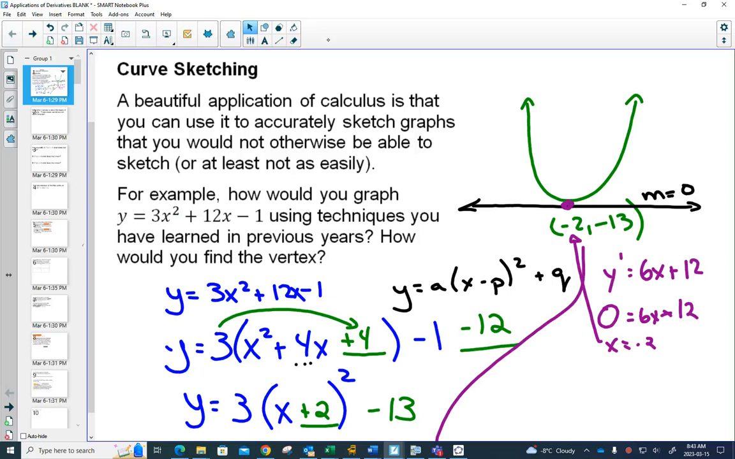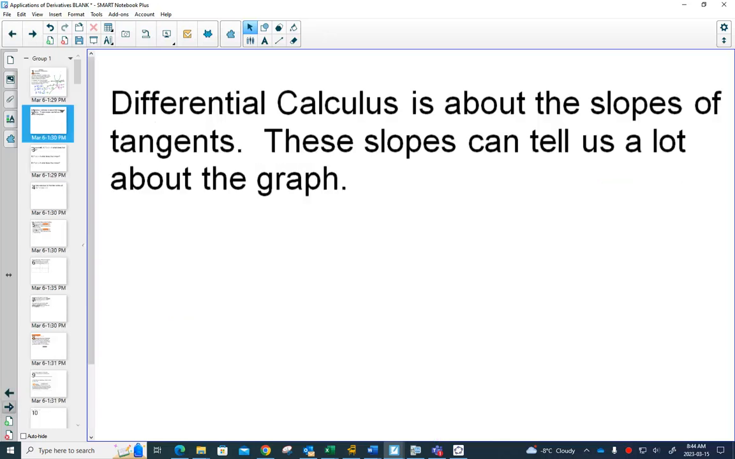So now calculus gets our vertex more easily. By doing a derivative, we can skip all of this completing the square technique. Because we can get our derivative and find x equals -2. We can take that -2, plug it into our original equation, and find out that the y-coordinate of your vertex would be -13.